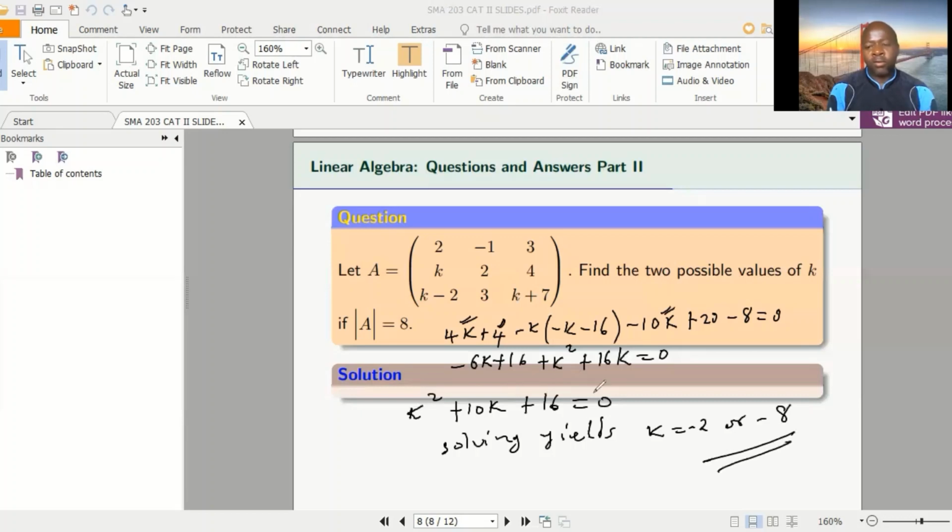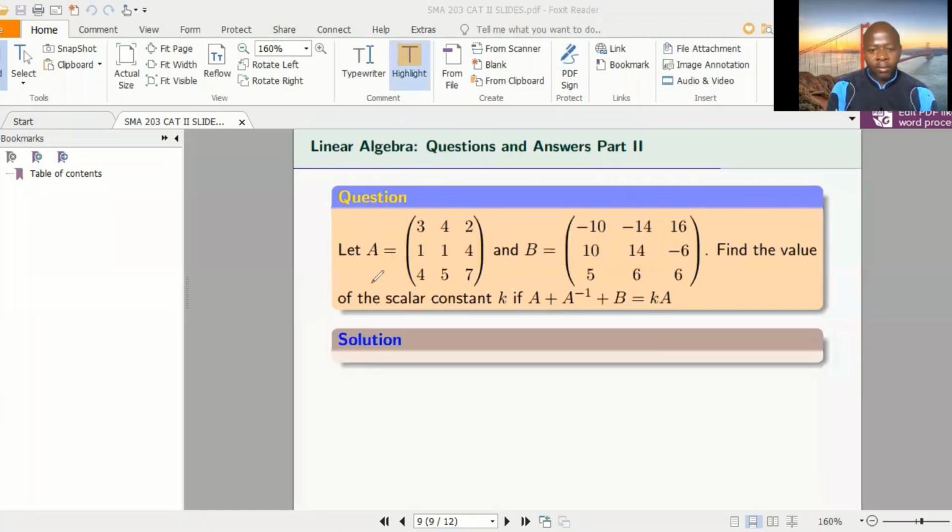So this can be solved by either the quadratic formula or by factorization. Factorization is easy because this equation can be factorized. Let's look at the next question. Now, this is a very simple question here. You're given matrix A, given matrix B, and then you have to find k.